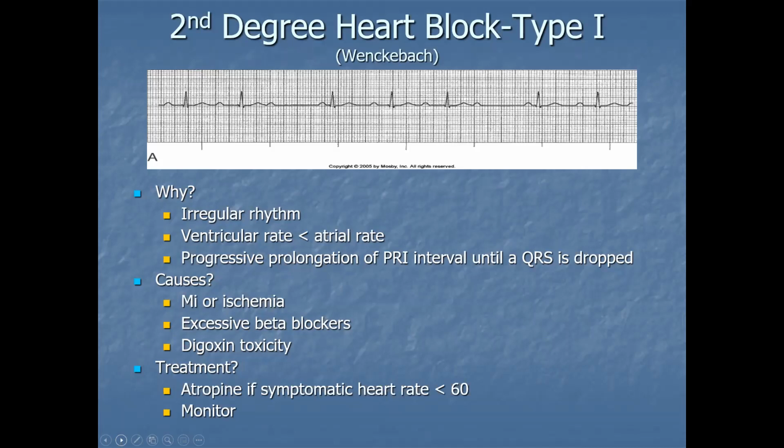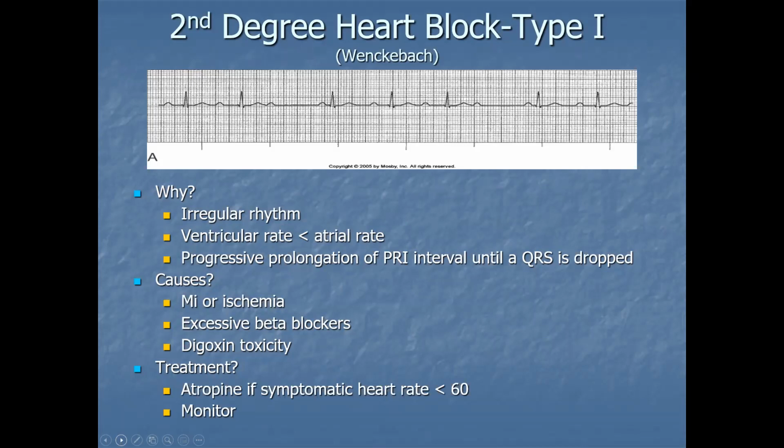Second degree heart block, there are 2 different types. You have an irregular rhythm. The ventricular rate tends to be less than the atrial rate. And you can get a prolongation of the PR interval until a QRS is dropped. That would be known as Wenckebach, the type 1, or Mobitz I. When you take your ACCS exam or your ACLS, these are questions that definitely come up, knowing the difference between type 1 and type 2.